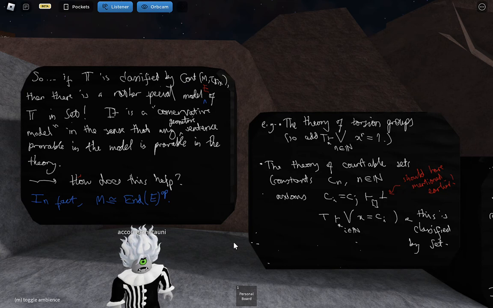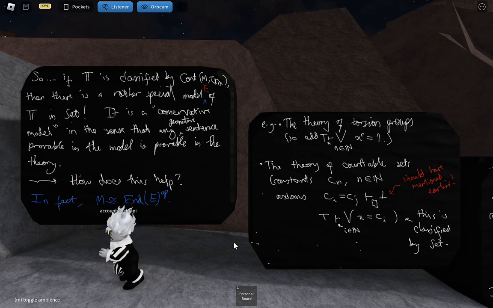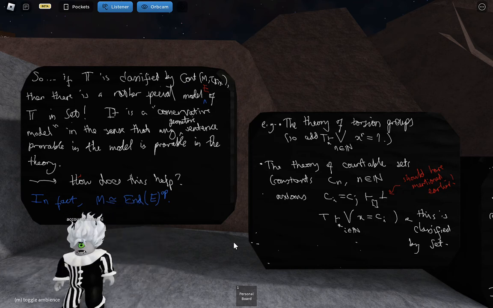Okay, so to say it's classified by that is to say that the category of models of T in any co-complete topos E is given by geometric functors from this particular topos to E, or the other way around. Is that right? Yes, not the other way around. Exactly the first thing you said. Okay, good.